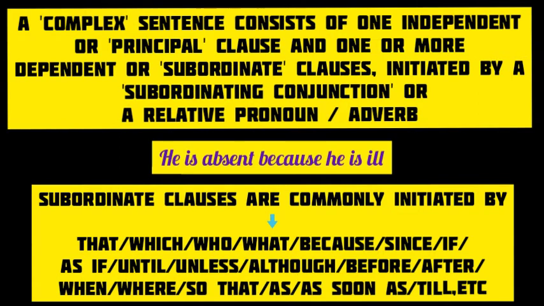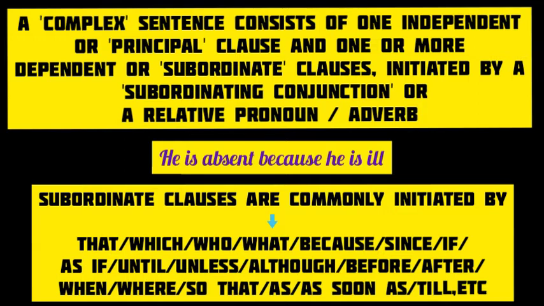However, in English grammar, a complex sentence consists of one independent or principal clause and one or more dependent or subordinate clauses. In other words, a complex sentence has one independent or principal clause and at least one subordinate clause. And remember, the subordinate clause is always introduced or initiated by a subordinating conjunction or a relative pronoun or relative adverb.